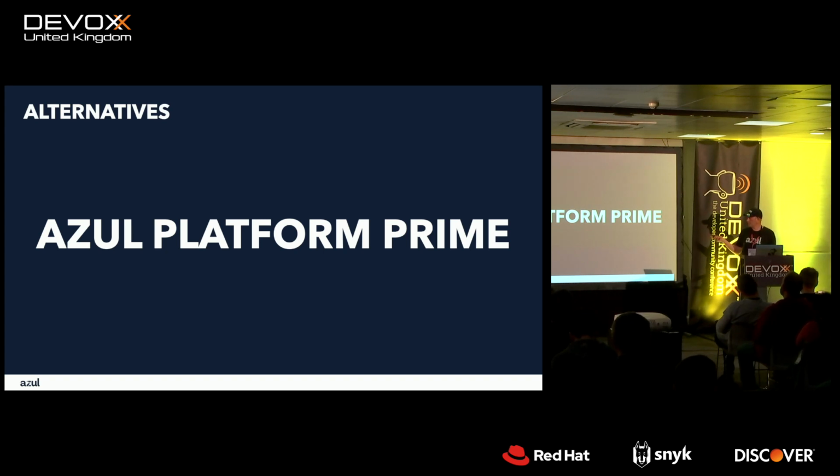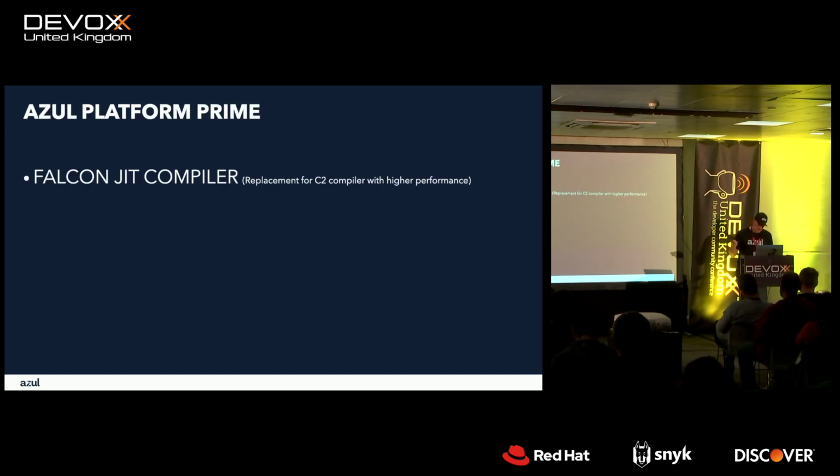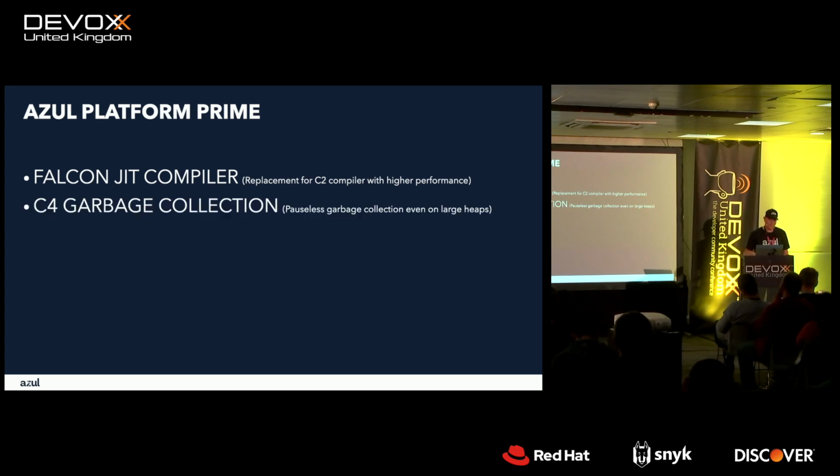Then we have Platform Prime, already mentioned that. We have a FalconJIT compiler, which is our own compiler as a replacement for C2. We have the C4 garbage collection, which is pauseless. Who knows the ZGC stuff? This is in principle exactly the same, just we did it 10 years ago. We have a patent on that one. So we do exactly what ZGC is now also doing.